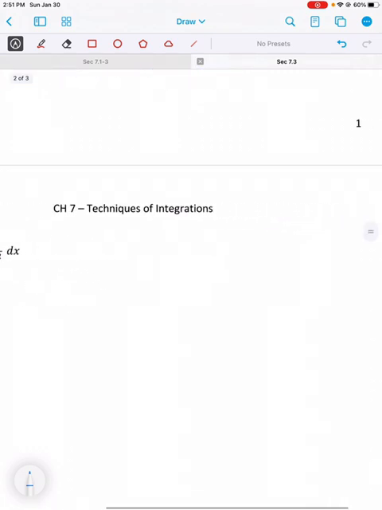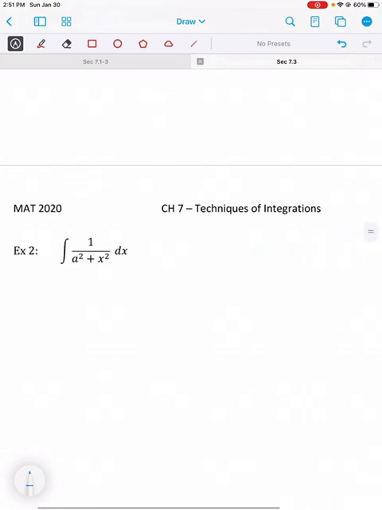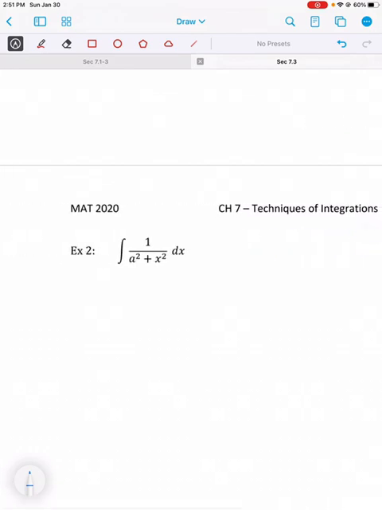Okay, so looking at this next example, again recall that if we have the integral of 1 over 1 plus x squared dx, the answer is tangent inverse of x plus c. And now we have the integral of 1 over a squared plus x squared dx. So we start by making our substitution. Let x equal a tangent of theta. Then dx will be equal to a secant squared theta d theta.